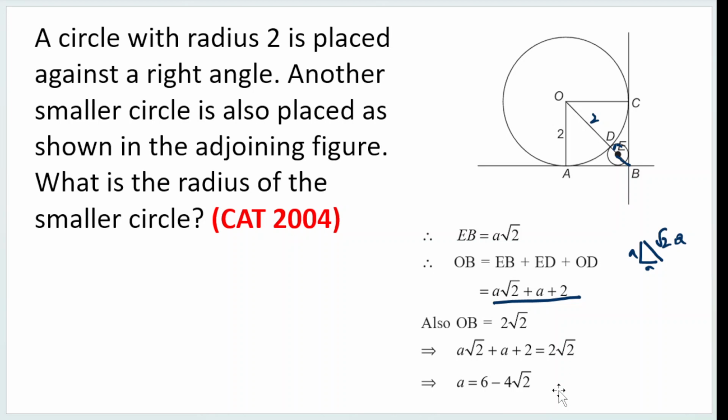This is such a simple problem. We just need to use the Pythagoras theorem twice, and see this distance as the sum of radii and something extra. In both cases, it is the sum of radii and something extra, and the total distance we can calculate using the Pythagoras theorem. Thank you guys.